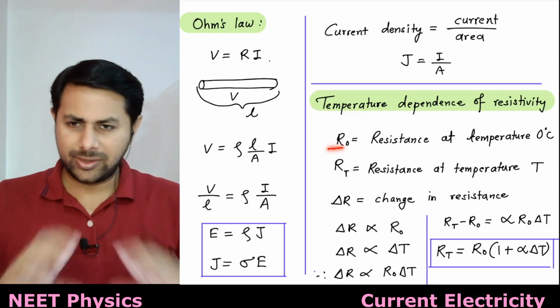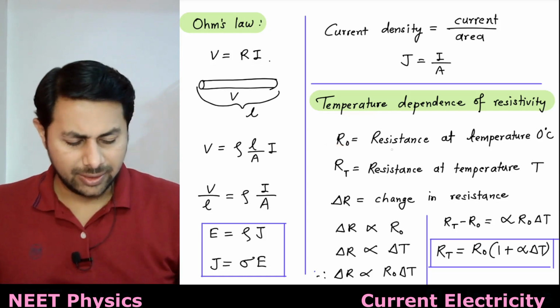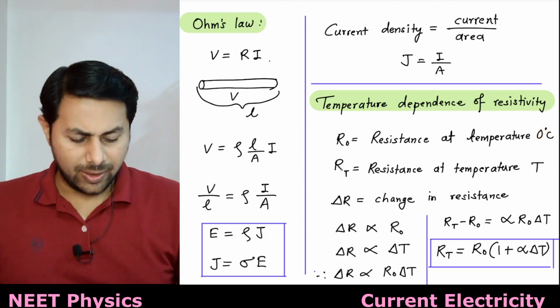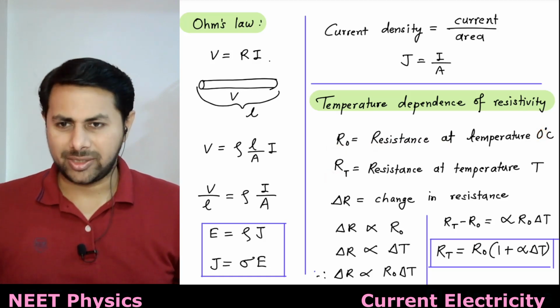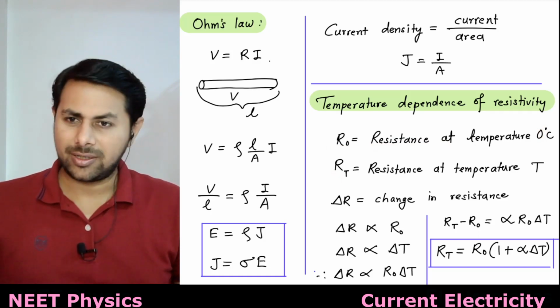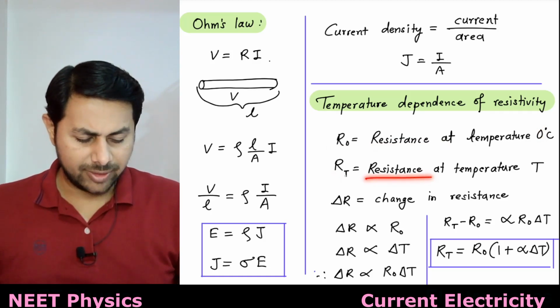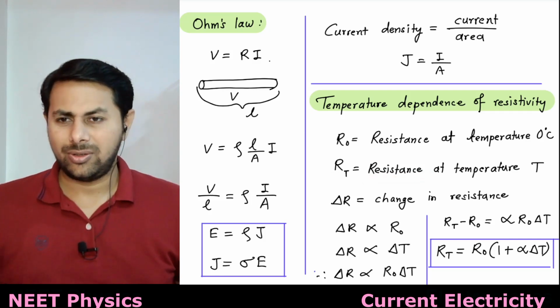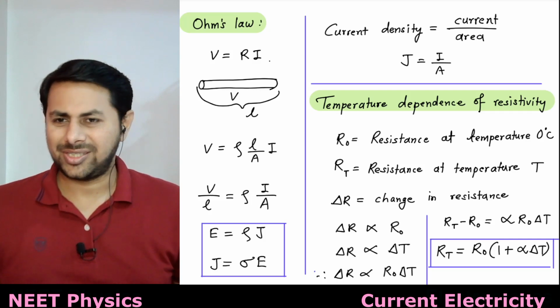So suppose you have some conductor and its resistance at 0 degree Celsius is R naught. Resistance at some other temperature is, suppose, RT. Suppose you are increasing the temperature and resistance becomes RT, right? So first of all, why would there be any change in the resistance?